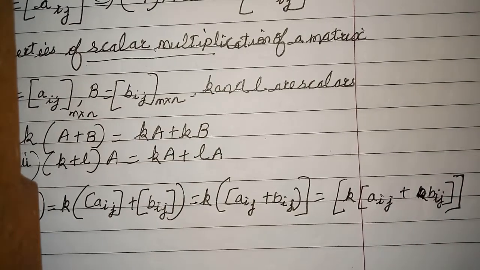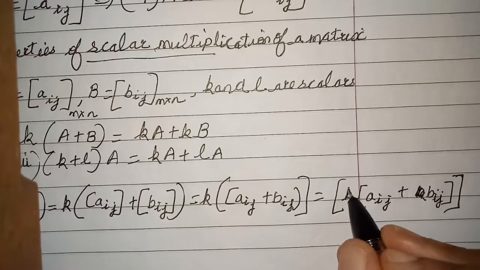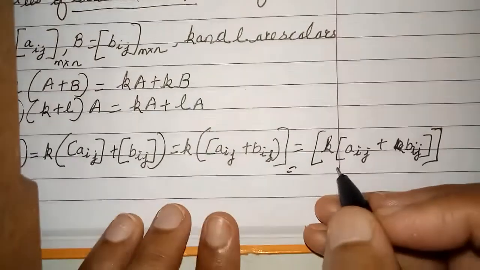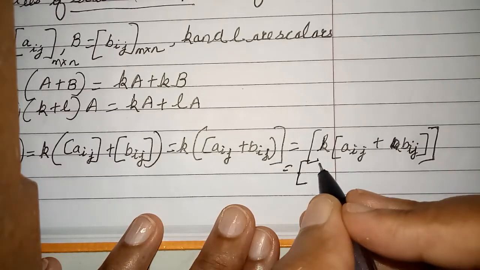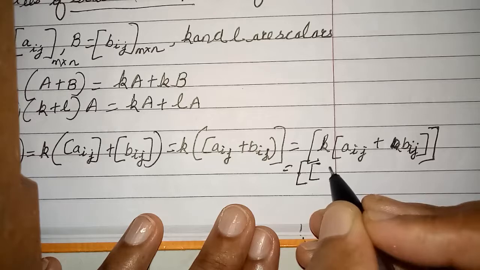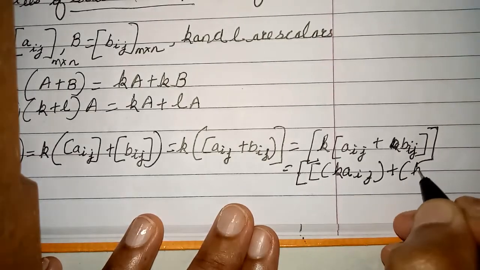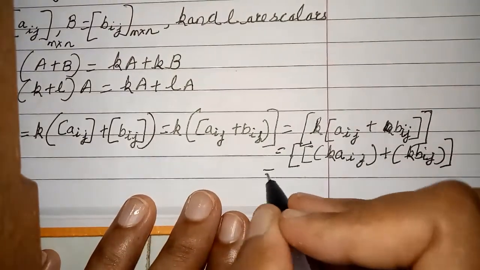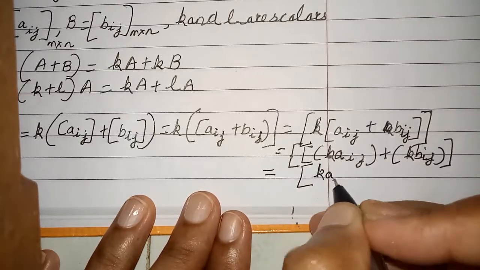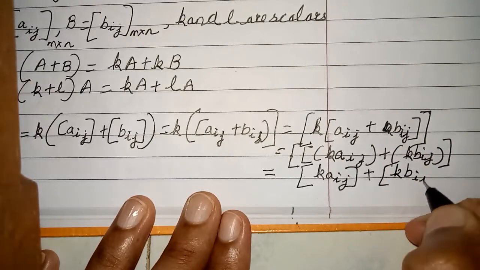Now what can happen? k can be taken inside, right? Because it is multiplication of a matrix by a scalar, again I am using that property. This k will go to both of them. So I can write kAij plus kBij, both of them. So this is nothing but individually kAij plus individually kBij, because basically they are numbers.